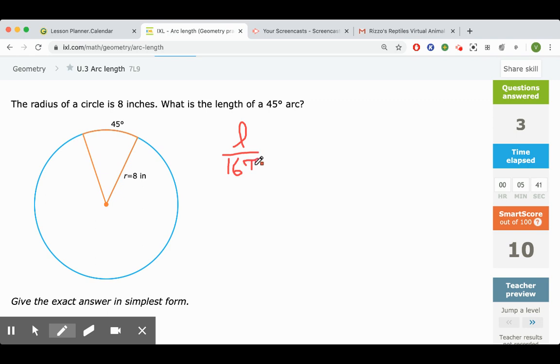And it's proportional to the degrees of this arc to the total number of degrees in the circle. So the arc is 45 degrees, and that's out of 360, okay? But I'm not going to cross multiply. I'm just going to get L by itself. So this is division, so to get rid of it, I got to multiply. So I got to multiply both sides by 16 pi, okay?